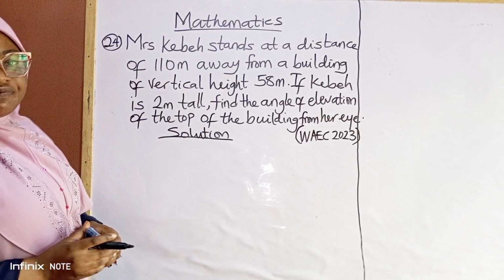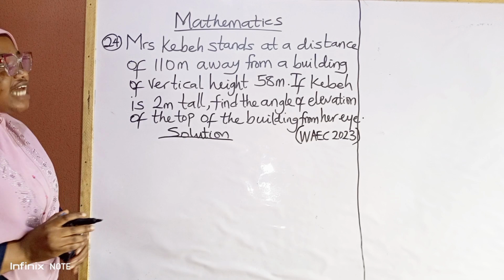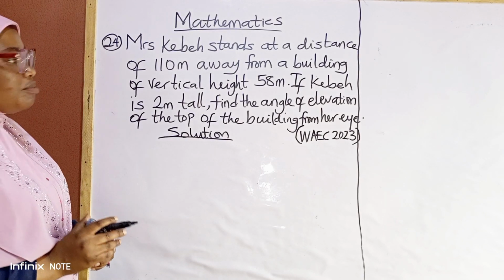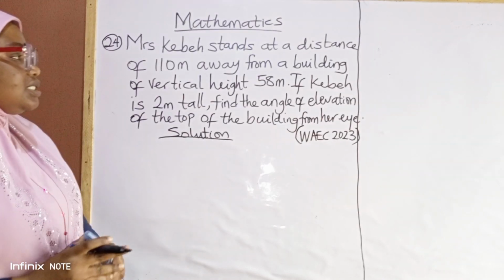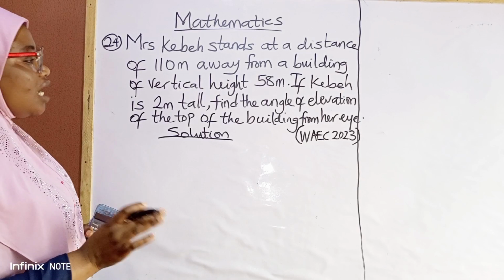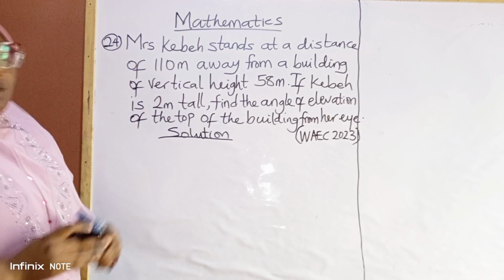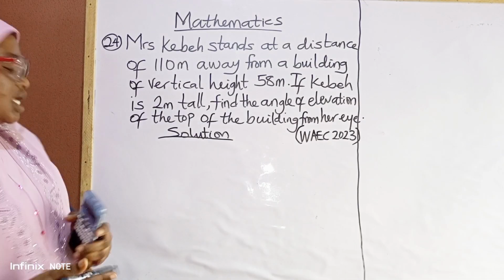To question 24 of 2023 WAEC. Mrs. Kebe stands a distance of 110 meters away from a building of vertical height 58 meters. If Kebe is 2 meters tall, find the angle of elevation of the top of the building from her height. What is angle of elevation?